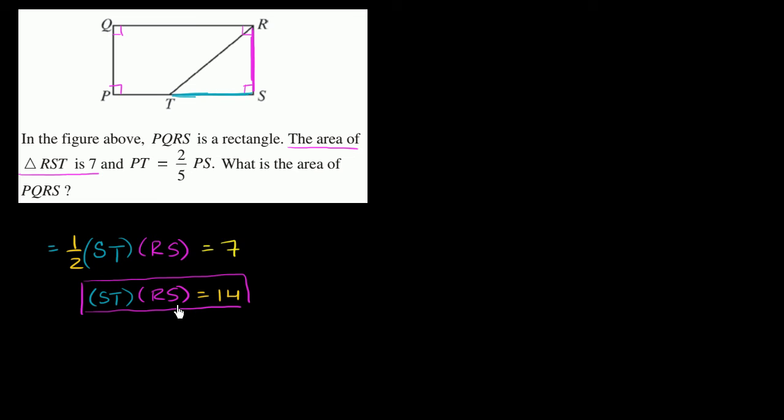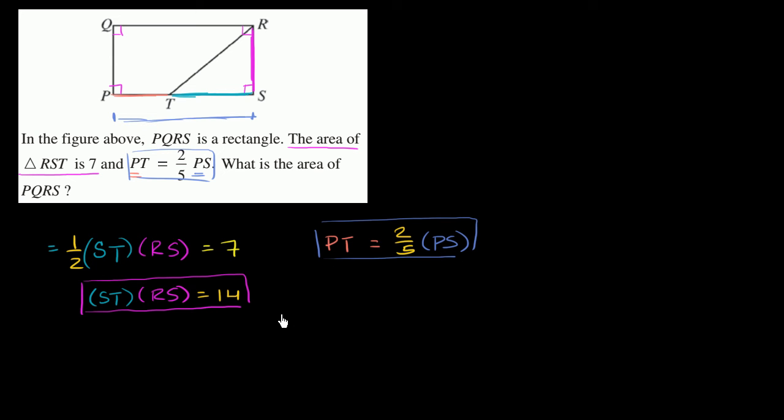Then they tell us that PT is equal to 2/5 times PS. So that's that length right over there. That's PS, 2/5 times PS. So that's the second piece of information. I just rewrote it. And now what do we need to figure out? We need the area of PQRS, of this entire rectangle.